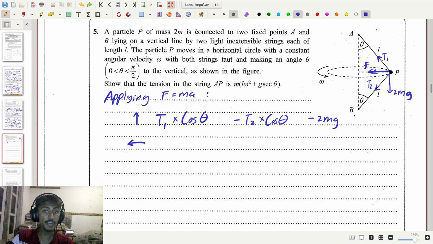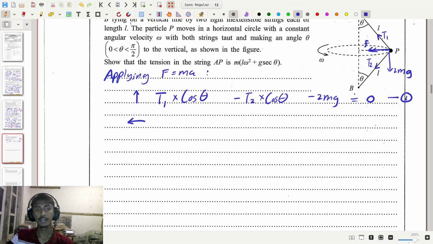On the right hand side we have MA. If we write MA, we have M, which is 2M, times A, which in this case, since our particle is in equilibrium, so it is not moving vertically, it's only moving horizontally, is equal to 0. Therefore, if we simplify, we are going to get only 0 on the right hand side. So we get T1 cosine of theta minus T2 cosine of theta minus 2mg equals 0. And that's going to be equation number 1.